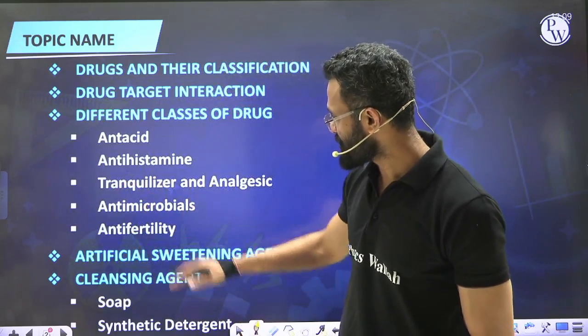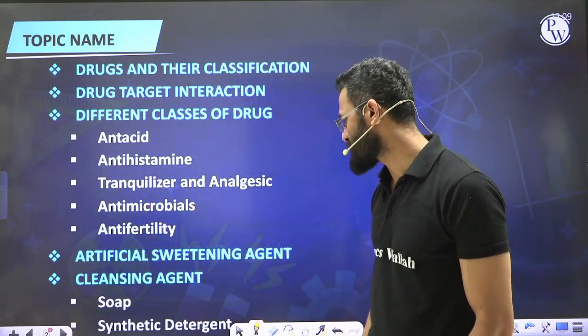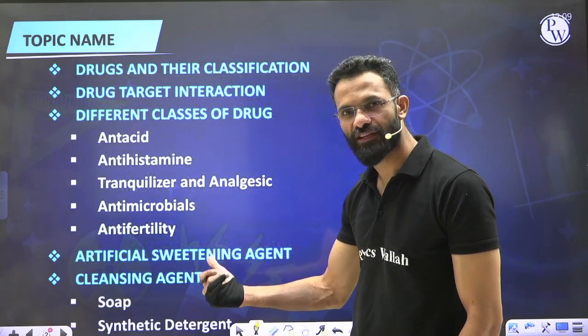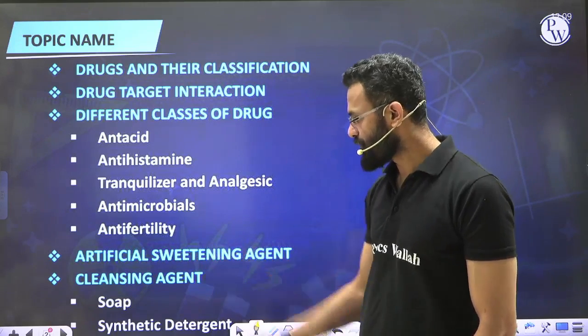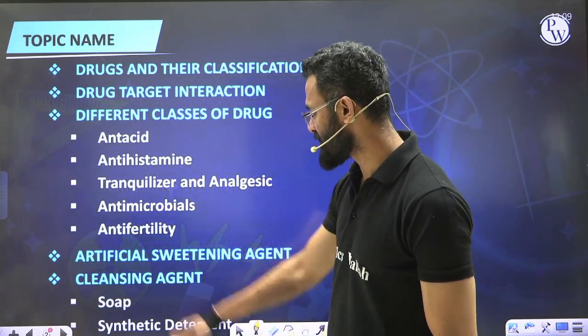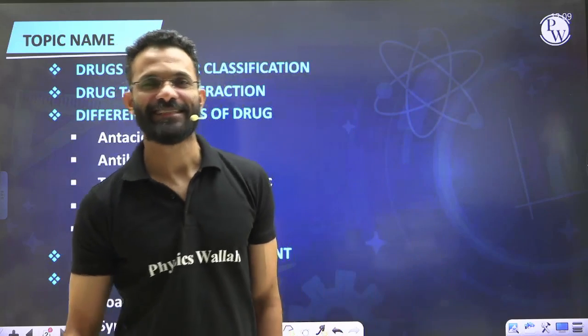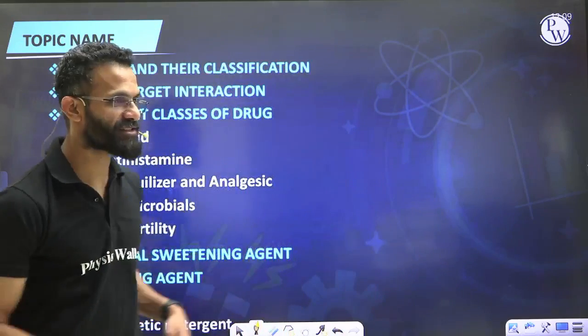Once this is done, we'll then be talking about artificial sweetening agents. These are basically chemical substances that we use in our food. Followed by that, we'll be talking about cleansing agents, that is soap, and synthetic detergents. So guys, let us get started with the first, that is, what are drugs.